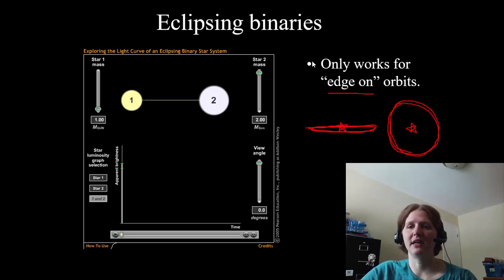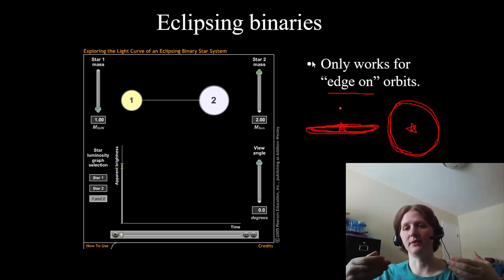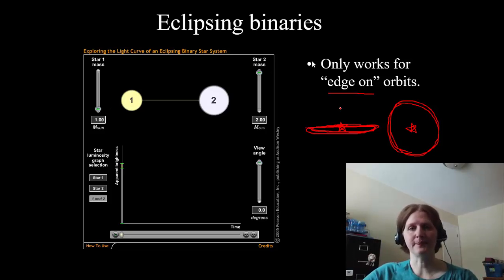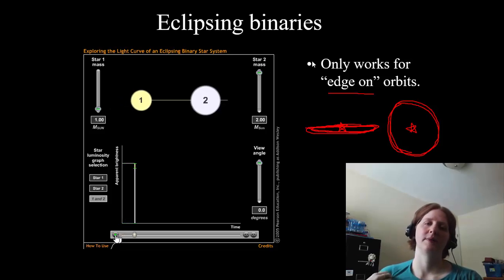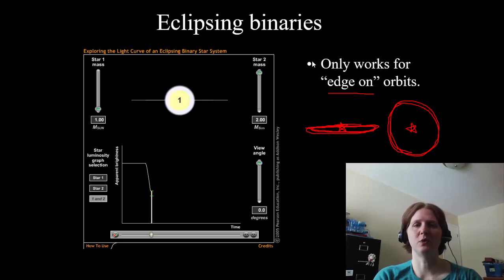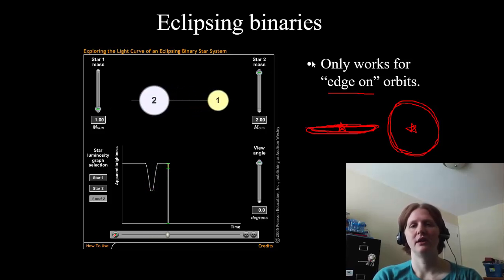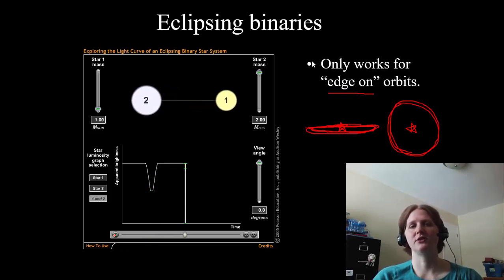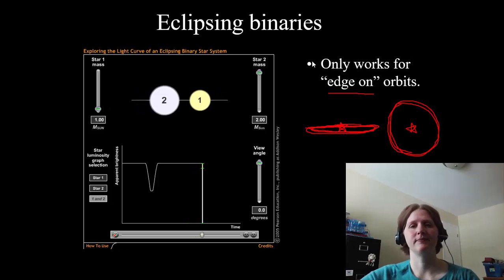So eclipsing binaries requires this edge-on orbit, so that one star will move in front of the other one from our point of view. So in this animation, you'll see star 1 and star 2, and they'll orbit each other, and star 1 will pass in front of star 2, and then on the other half of the orbit, star 2 will be in front.